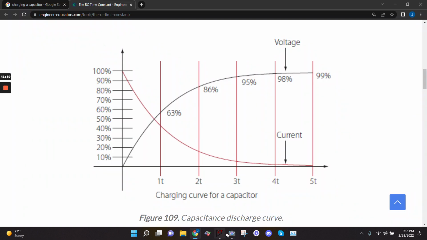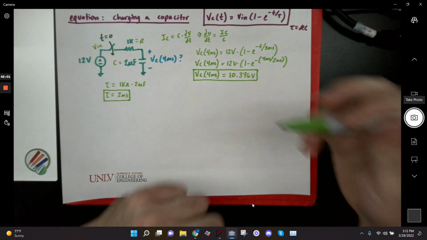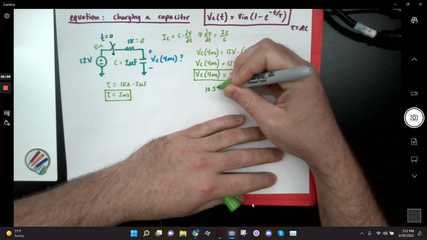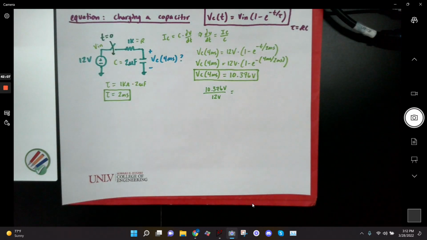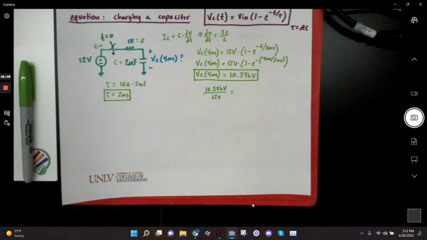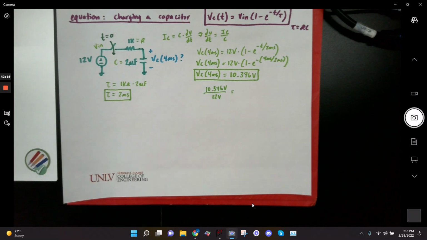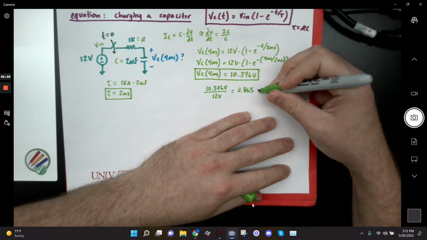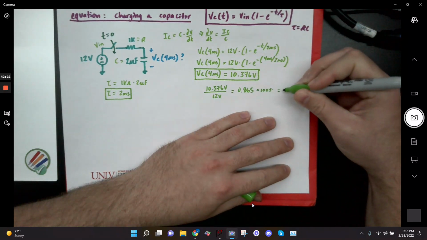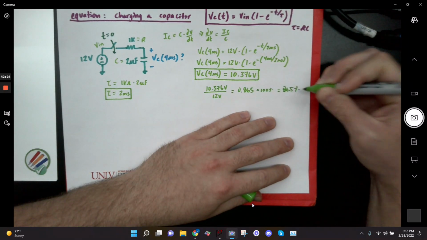If I wanted to prove that that was 86%, I could just see, what's 10.376 volts out of 12? It should be about 0.86. So let me throw that in my calculator and see what I get. 10.376 divided by 12, 0.8646. So if I multiply by 100%, that gives me 86.5%.